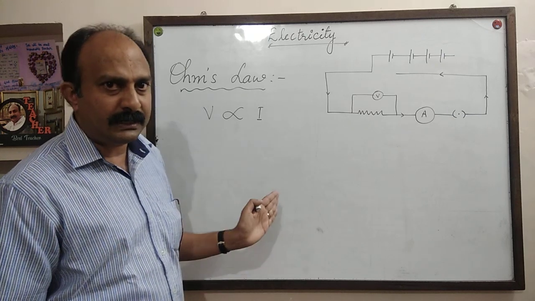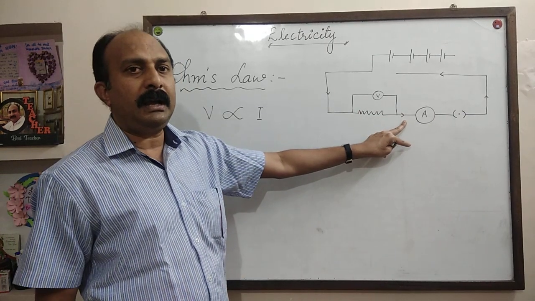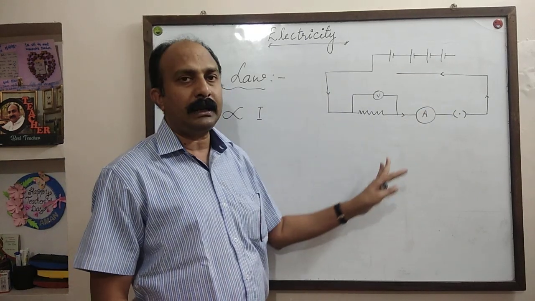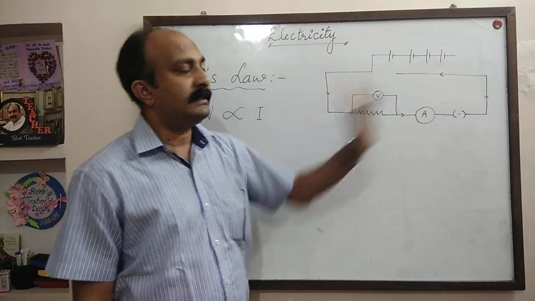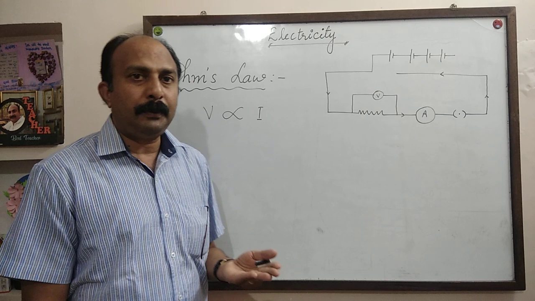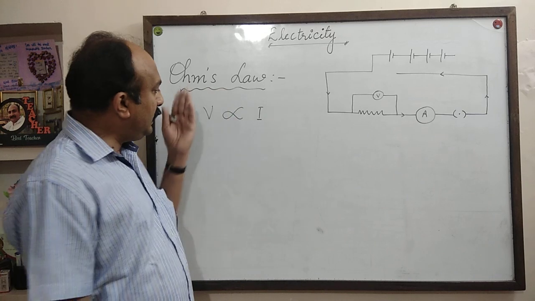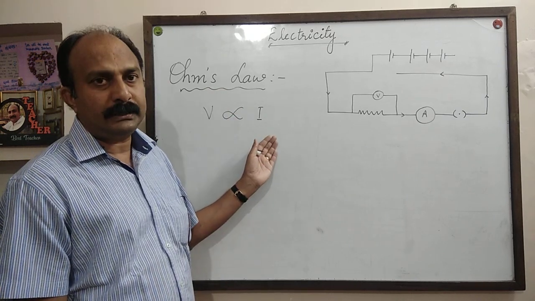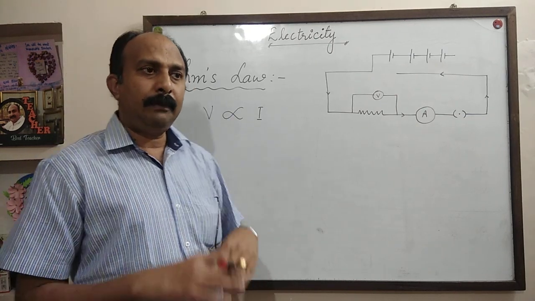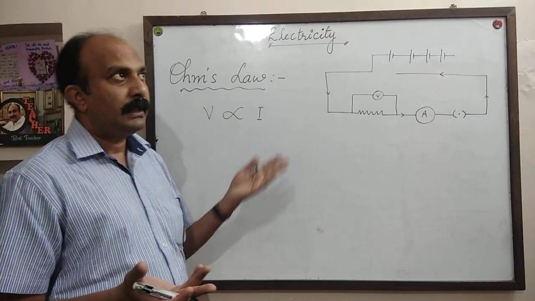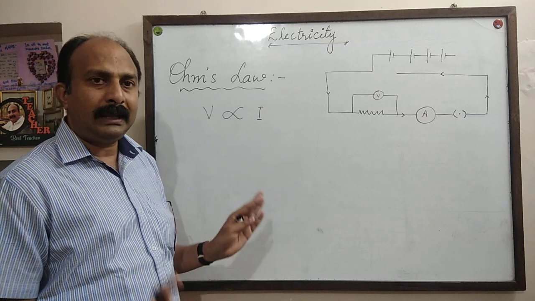At the same physical conditions, the potential difference across the two ends of any metallic wire of an electric circuit will be directly proportional to the electric current passing through it. Directly proportional means when V increases, I will also increase. If V decreases, I will also decrease. When the potential difference of a circuit increases, the amount of electric current will also increase. When the potential difference decreases, the amount of electric current will also decrease.